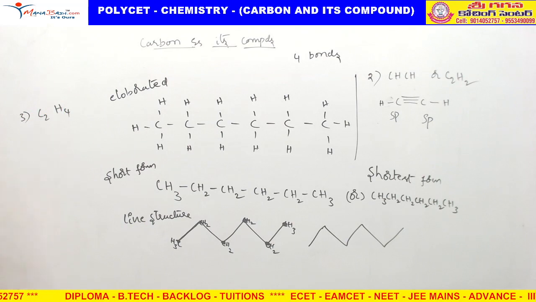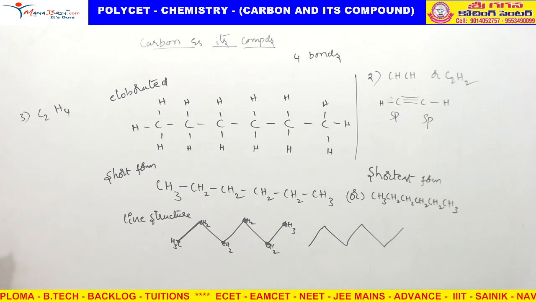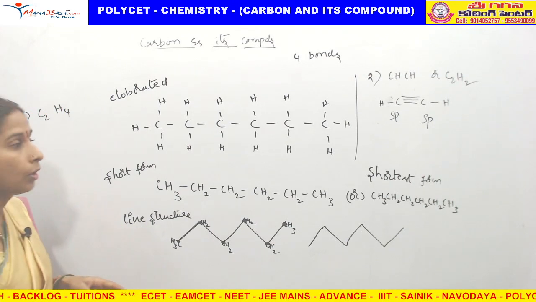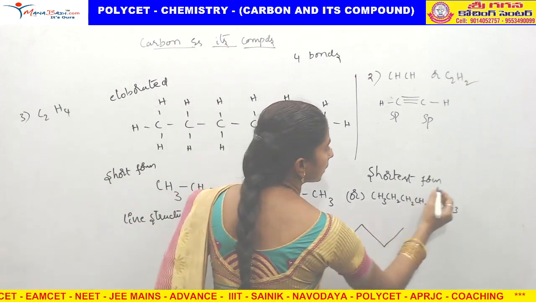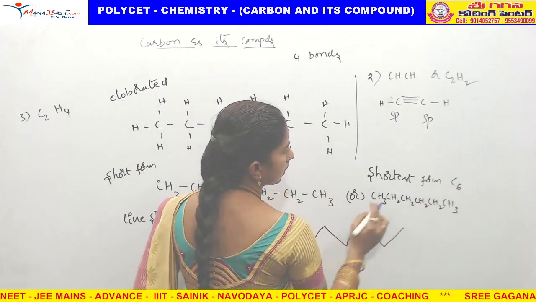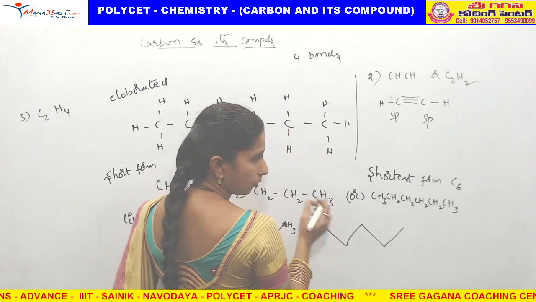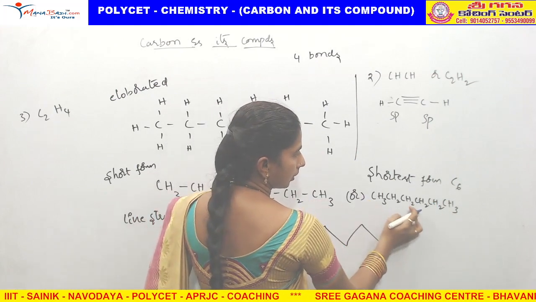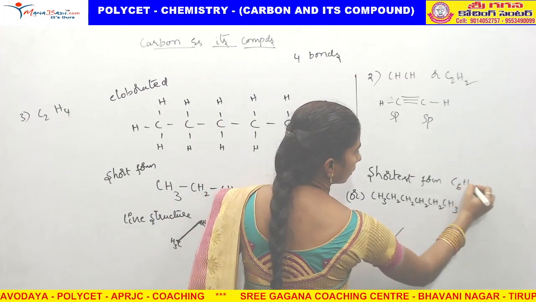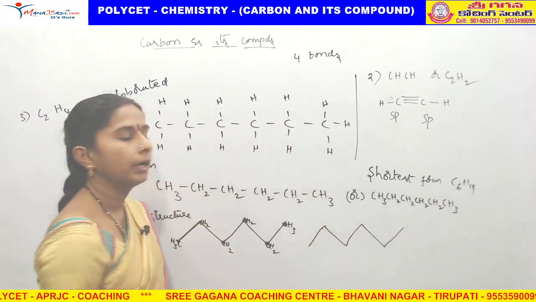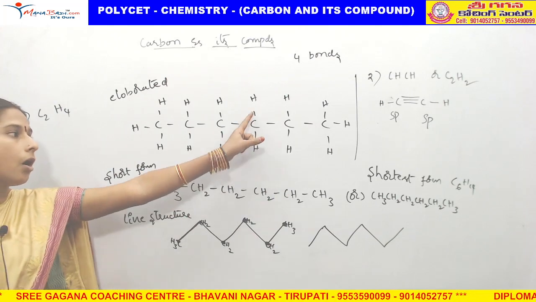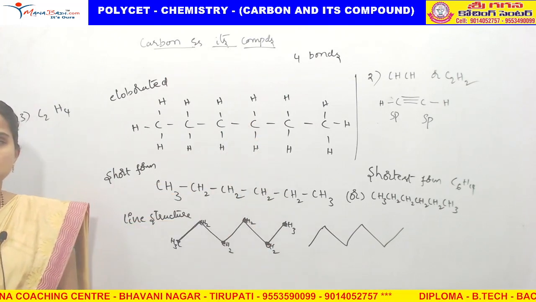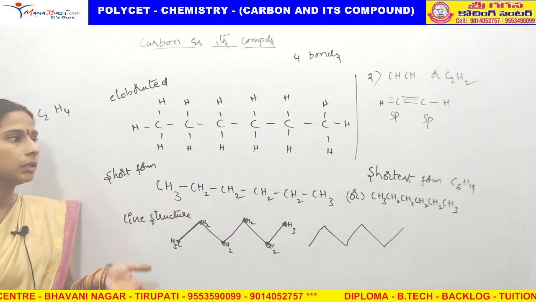C2H4 is there. Before going to C2H4, what is the formula of this one? How many carbons are there? C6, 6 carbons. Hydrogens, please count it: 6, 10, 14. H14. C6H14 is the formula of these structures. Number of carbons and number of hydrogens.